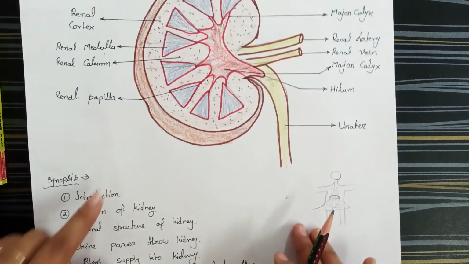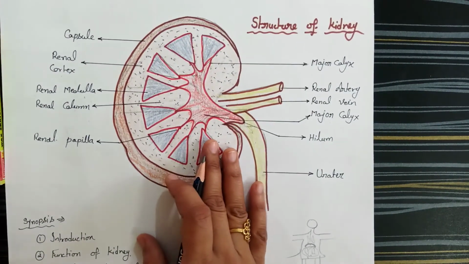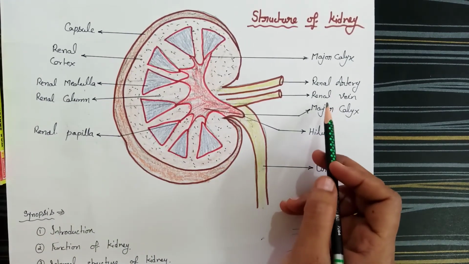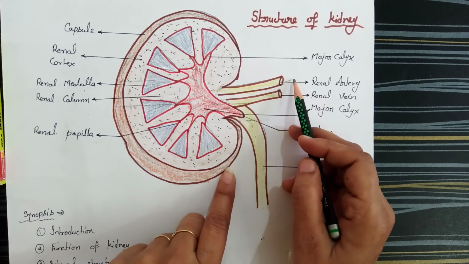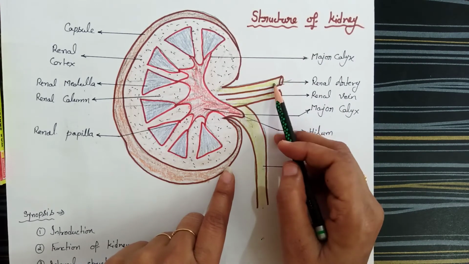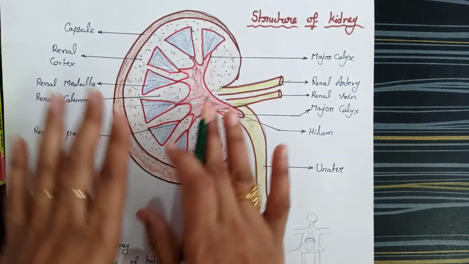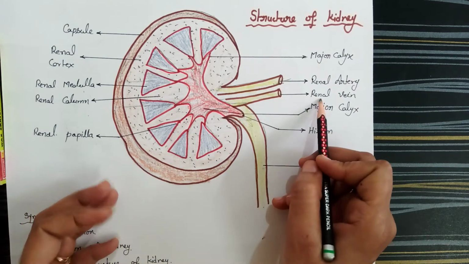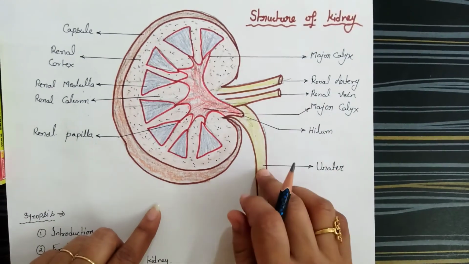Now we talk about the blood supply to the kidney, meaning the pathway of renal blood flow. In the kidney, there are two pipes present. One is the renal artery and the second is the renal vein. From the renal artery the blood enters the kidney and supplies all the parts, and from the renal vein the blood again goes to the heart.